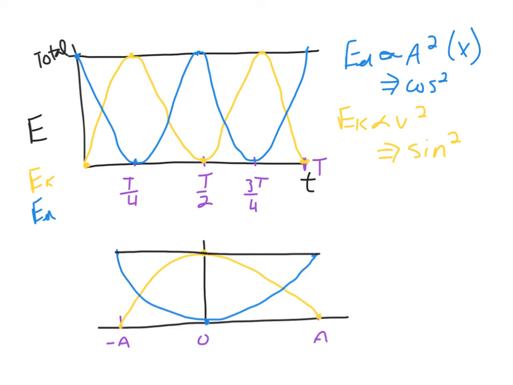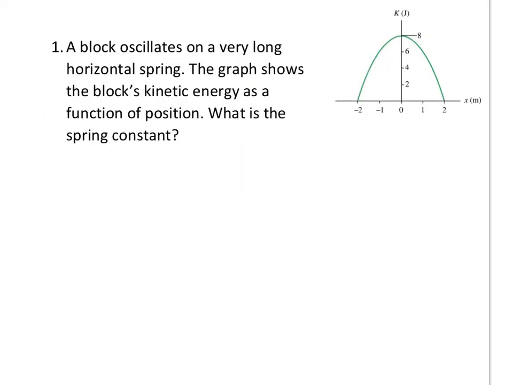Let's do 3 really quick examples. First, it tells us the block oscillates on a very long horizontal spring. The graph shows the block's kinetic energy as a function of position. What is the spring constant? We know that the maximum kinetic energy will equal the maximum elastic potential energy. So 1/2 k A squared. We can see what the amplitude is just by looking at this.